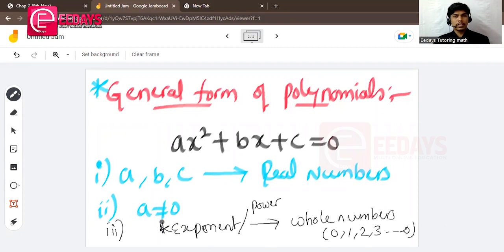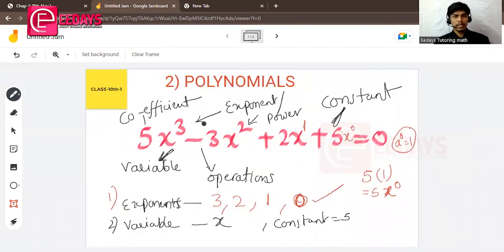This is the third condition: the exponent is a whole number. Sir, what is this exponent whole number, sir? The exponents here are 3, 2, 1, 0, as I already wrote here. So observe, are these whole numbers or not? Whole numbers start from 0, then 1, 2, 3 till infinity. So these are the whole numbers.